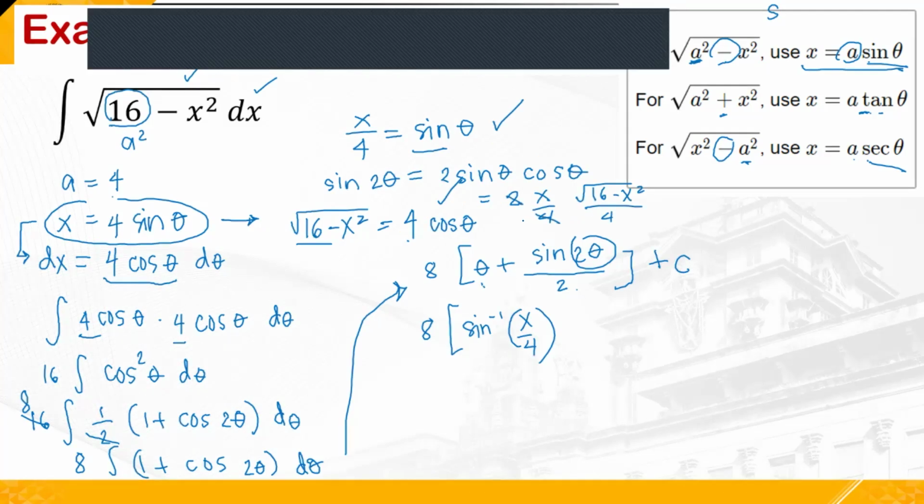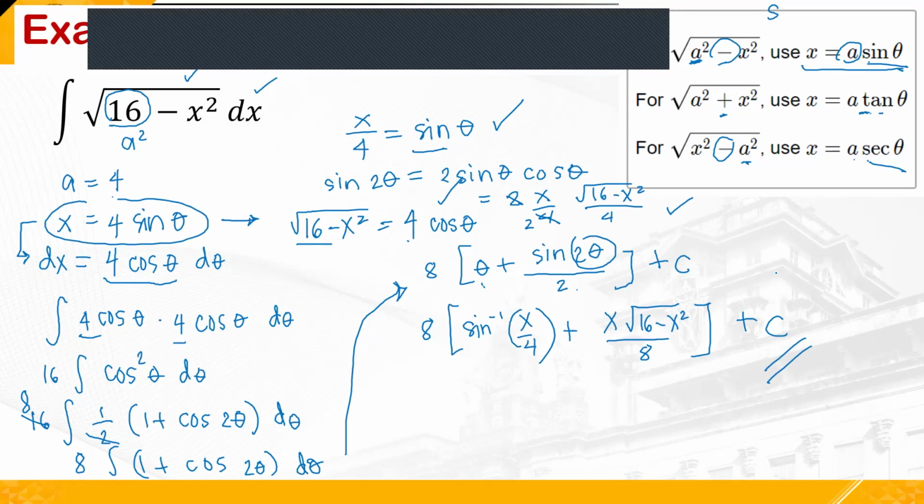Cancel. So, 2 na lang to. So, that means plus, ano yung ating sine 2 theta? Will just be equal to this expression. So, x multiplied by square root of 16 minus x squared all over 8 close quantity plus c. That becomes our final answer in terms of the original variable.